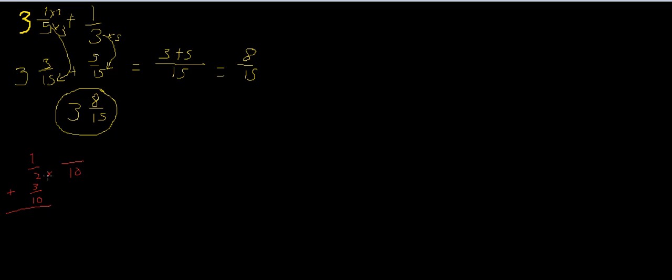I do that by multiplying by 5. So I'm going to multiply 1 by 5, get 5. So 5/10 plus 3/10. That's going to get me 8/10. I see these are both even, so I can divide both by 2. And that's going to get me 4/5. So I can't simplify any further, and that's the final answer.